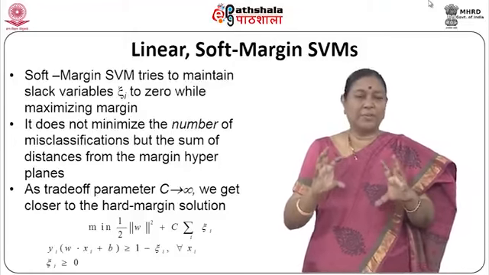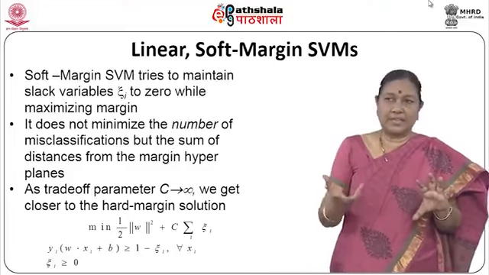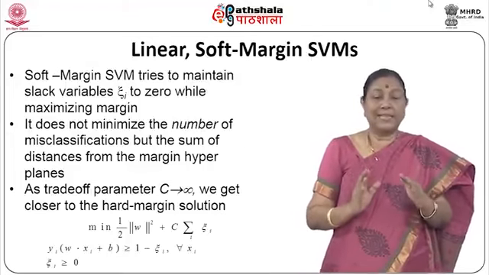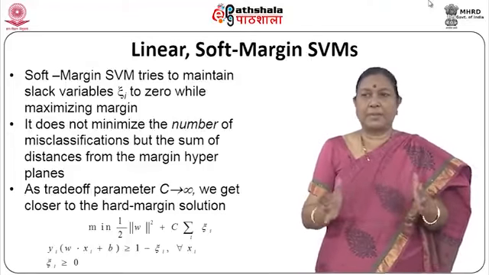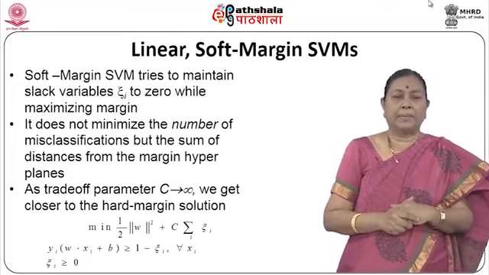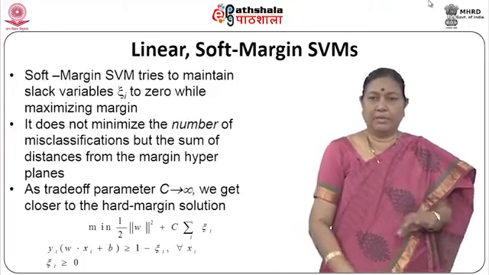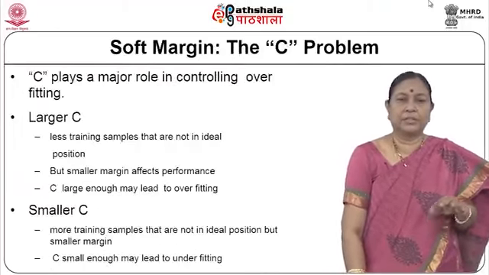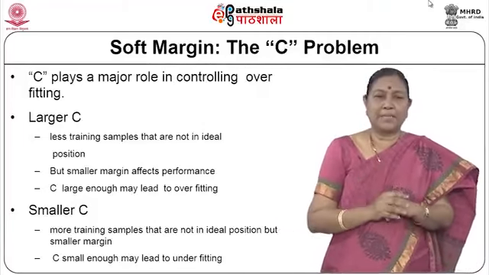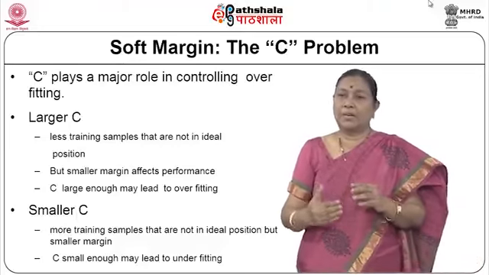Here going a little more in detail. We take misclassification and decide eta, but we do not try to minimize the misclassification, but we try to minimize the sum of distances from the maximum margin hyperplanes. As the trade off parameter C tends to infinity, we get closer to the hard margin solution. So, the soft margin is actually the C problem, or C plays a major role in controlling overfitting. This is a trade off, and this C plays a major role in controlling overfitting.